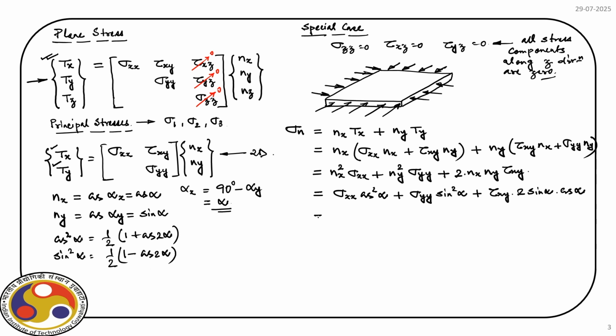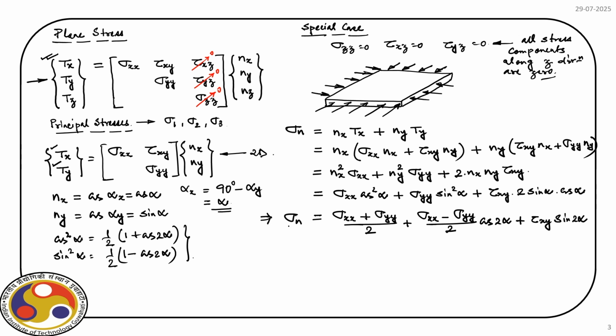And if you use these expressions, then we can further simplify. We have sigma xx plus sigma yy by 2 plus sigma xx minus sigma yy by 2 times cosine of 2 alpha plus tau xy sine of 2 alpha.